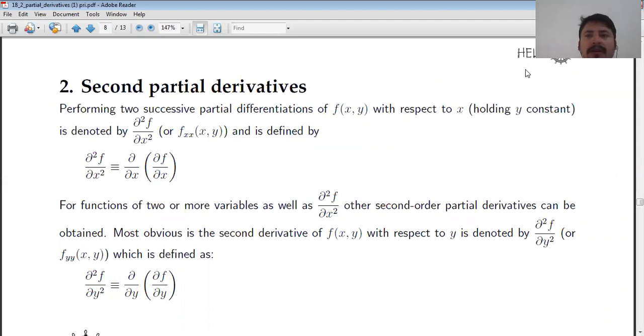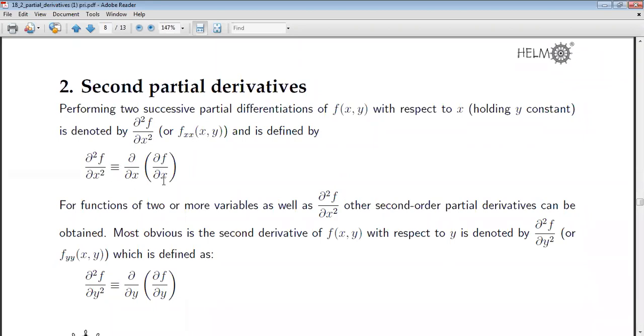Today we will discuss the second order partial derivatives. So how can you do that? Performing two successive partial differentiations of f(x,y) with respect to x, holding y constant, is denoted by del square f del x square. That is simply written as f suffix xx, and is defined by del square f by del x square, which is equal to del x of del f del x.